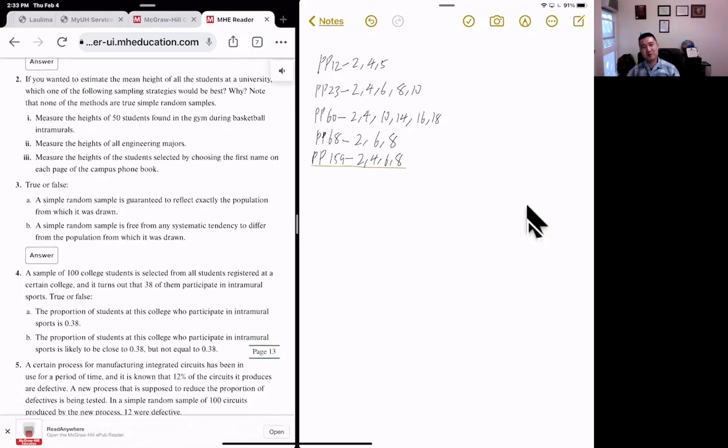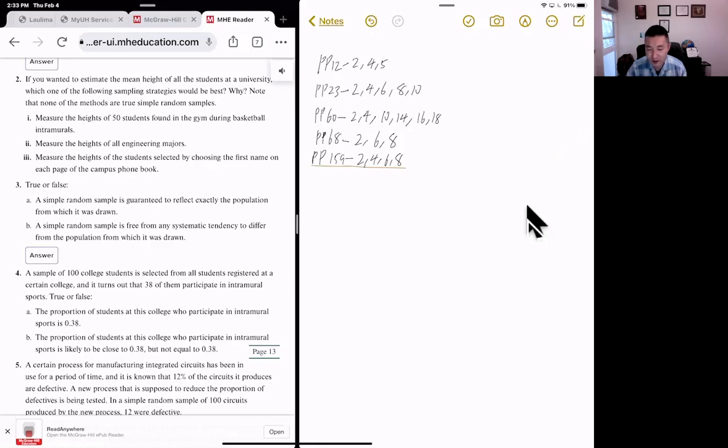The third one will be better. Measure the height of the students selected by choosing the first name on each page of the campus phone book. Think about this process. It is very unlikely that the students whose names happen to fall at the top of a page in the phone book will differ systematically in height from the population as a whole. So I will say the third one will be the best. It's close to a simple random sample.